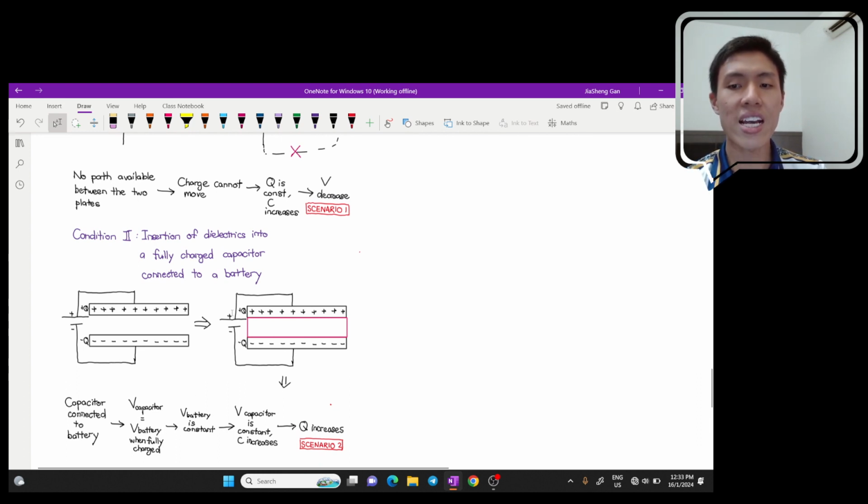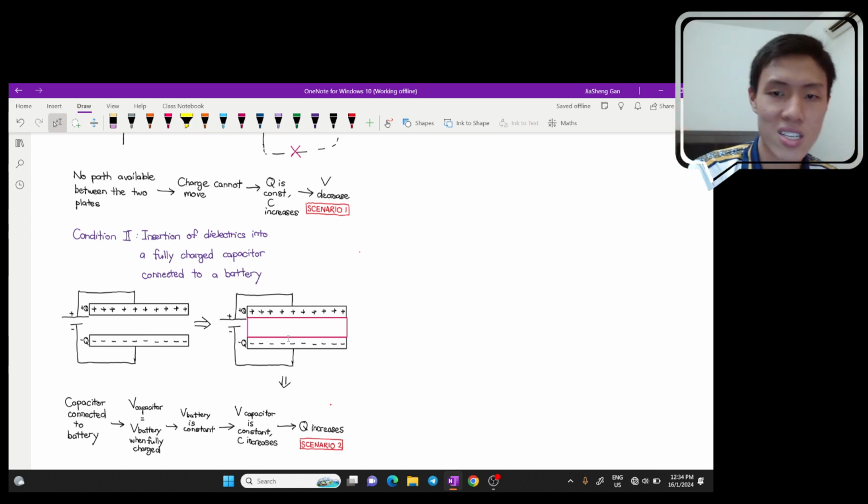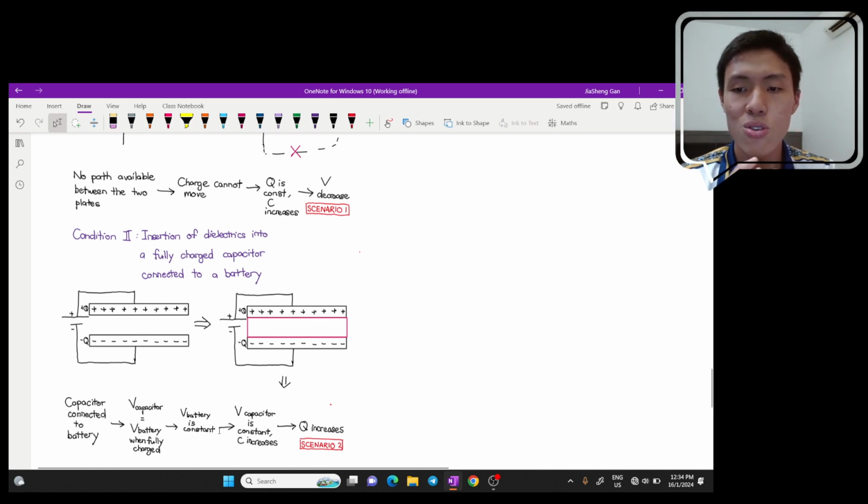So that means as long as we are connected to the battery, at the end of any charging process, it will still go back to the same potential difference, which is the potential difference of the battery. You cannot go larger than the potential difference of the battery. You cannot go less than it when you fully charge the capacitor, because you charge using the power supply, right? The power supply provides energy, and that's how much energy you are going to get.